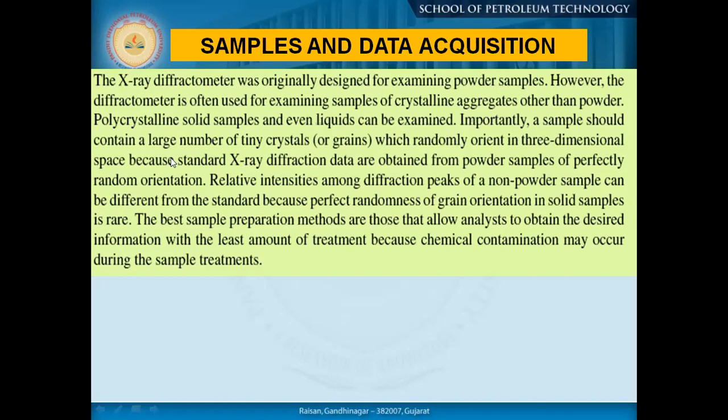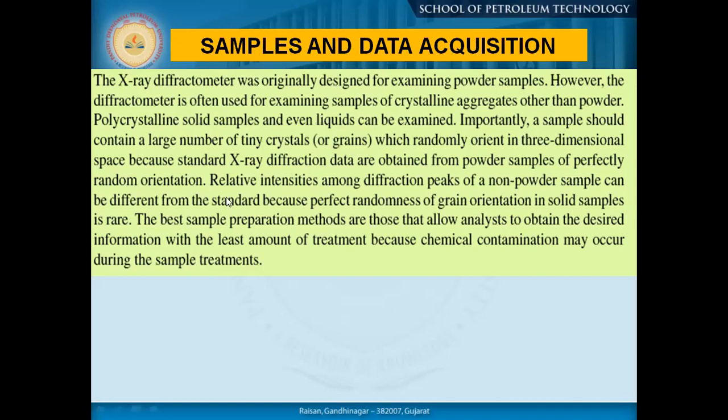Importantly, samples should contain a large number of tiny crystals, which are randomly oriented in three-dimensional space, because standard X-ray diffraction data are obtained from powder samples of perfectly random orientation. So you can understand, now we have liquid crystals also, small tiny crystals, and they can change our complete science in the future also. It's already there. Whatever we have, our computer screen, our TV screen, all have very small designed crystals. So to get the desired accuracy, we need to understand each and every crystal structure very nicely.